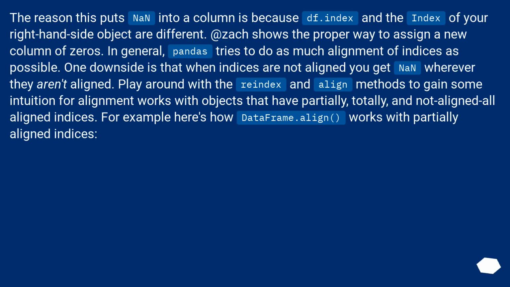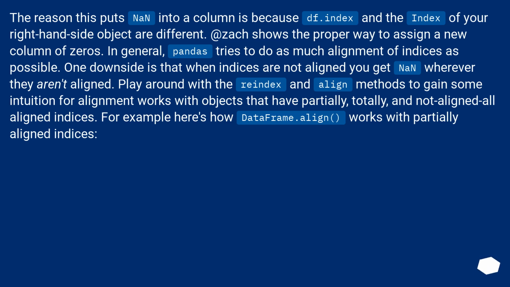The reason this puts NaN into a column is because df.index and the index of your right-hand side object are different. Adzak shows the proper way to assign a new column of zeros. In general, pandas tries to do as much alignment of indices as possible. One downside is that when indices are not aligned, you get NaN wherever they aren't aligned.